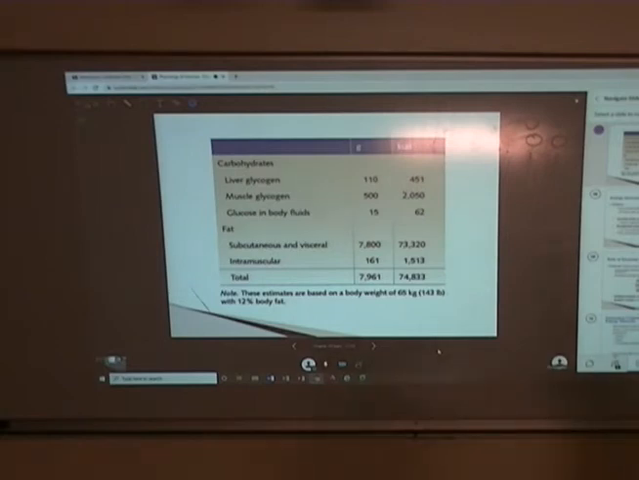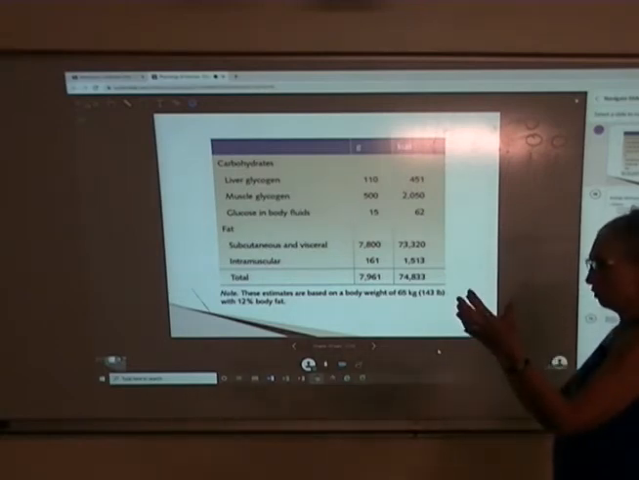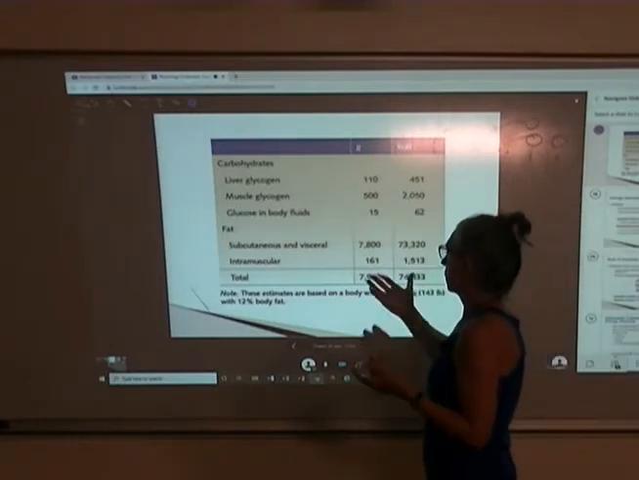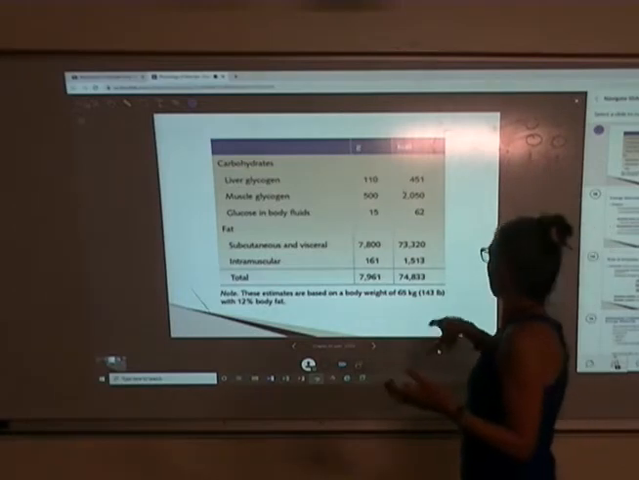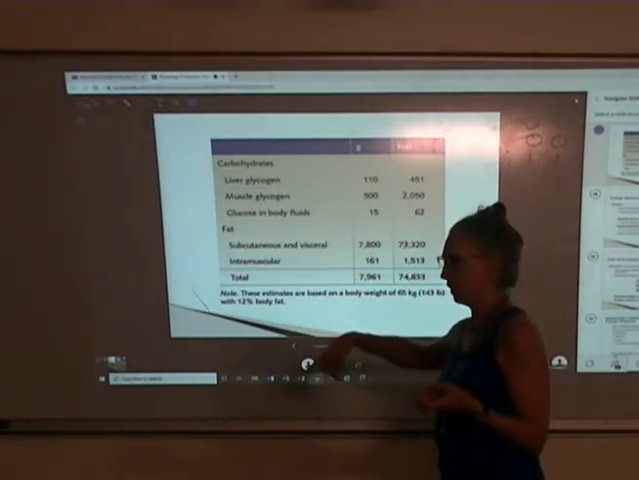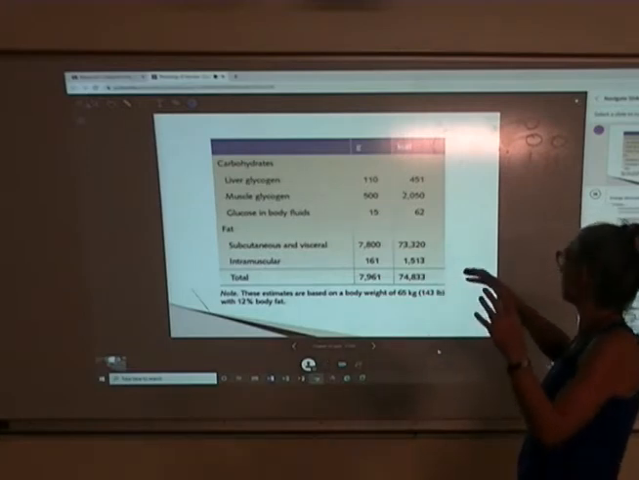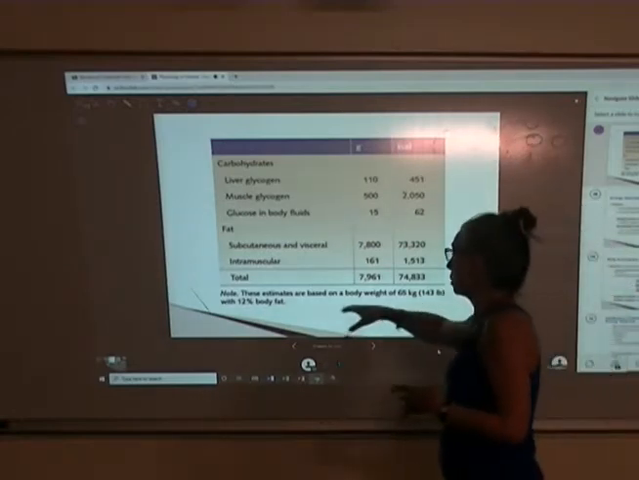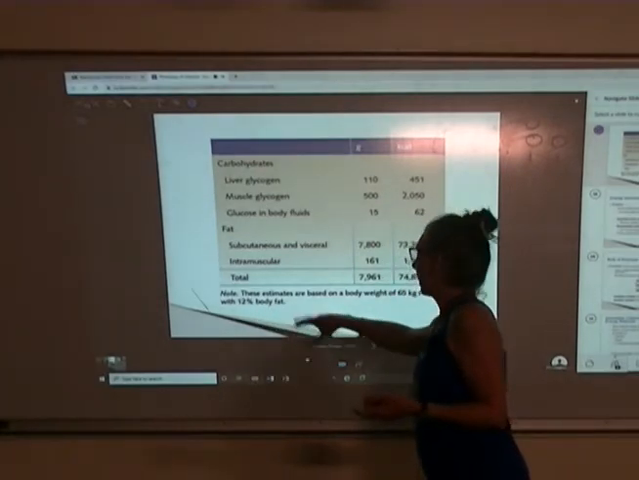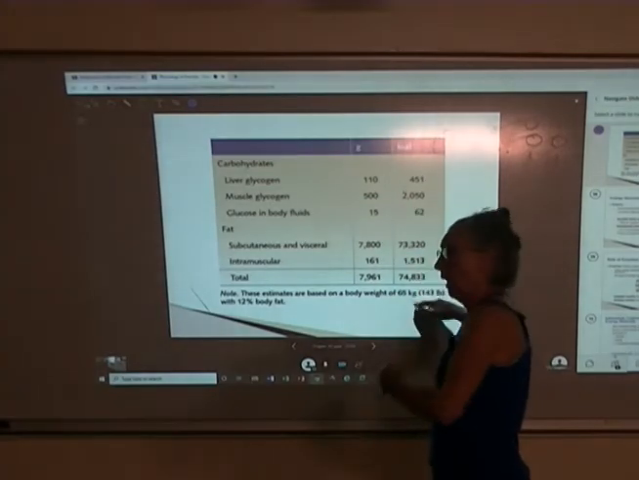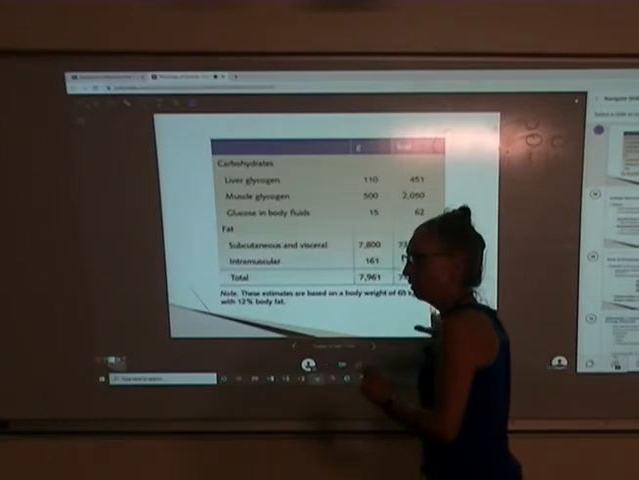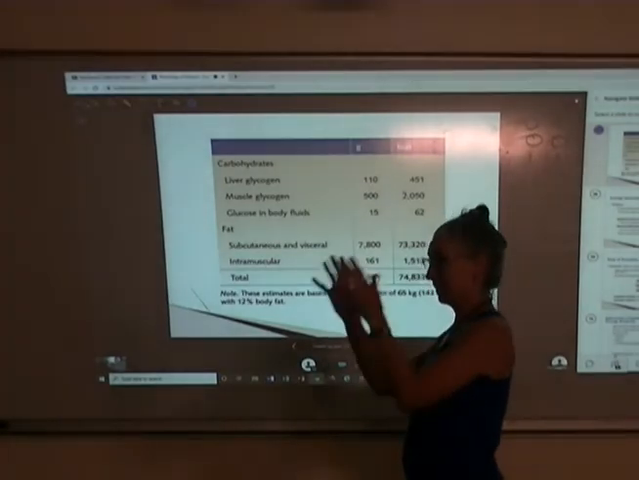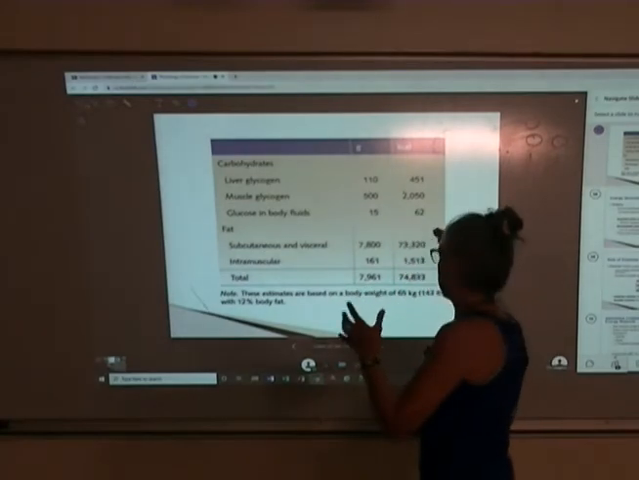So here you can get an idea of the difference between the amount of stored carbohydrate energy and the amount of stored fat energy. These numbers come from an individual who was 143 pounds and 12% body fat. So it could be a biggish female, but she'd have to be really lean to be 12%. It's more likely a smaller guy, right? 143 pounds isn't very heavy for a male. So this is not someone who is fat. That's the key, because look at these numbers.